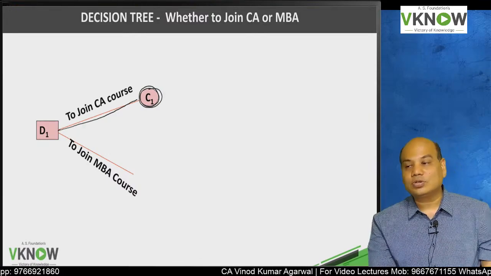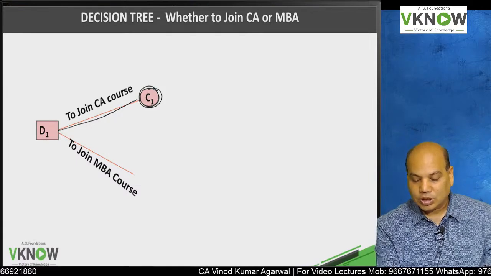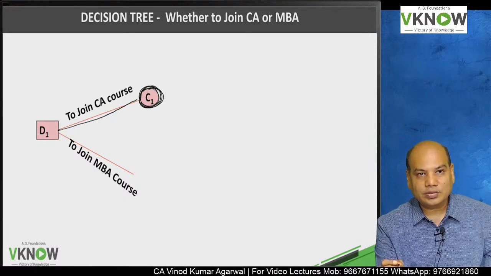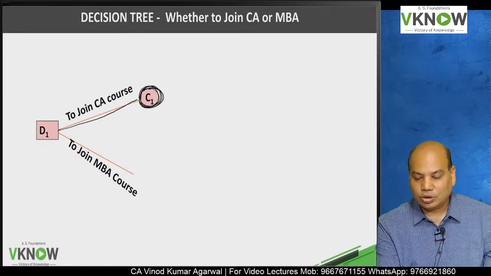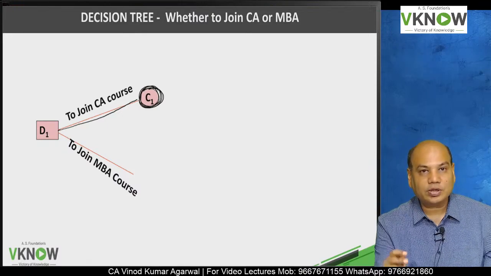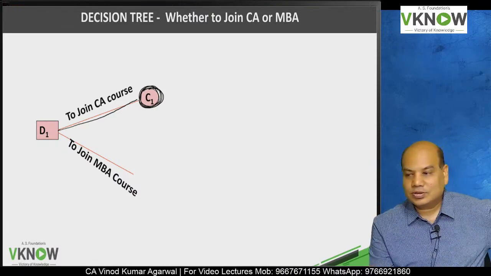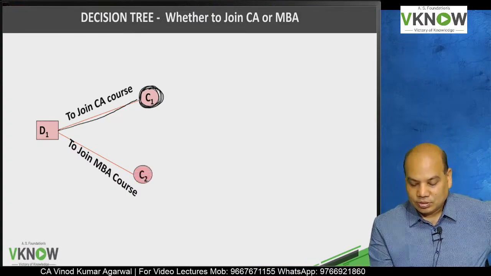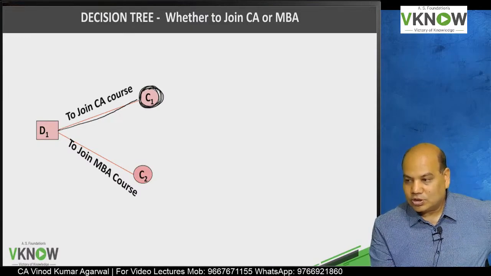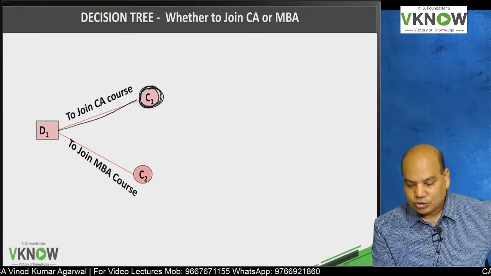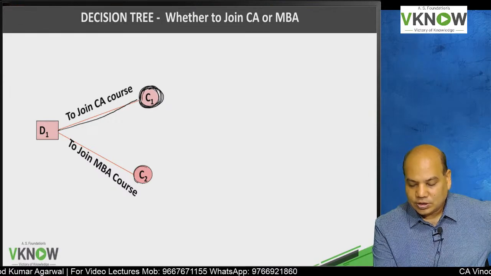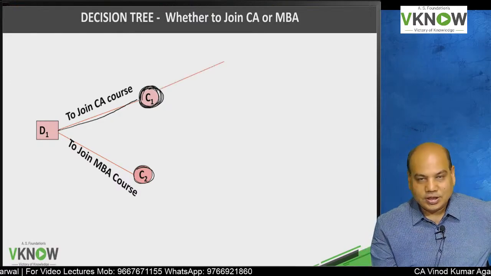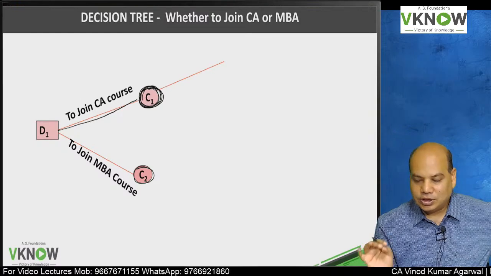outcomes. If you do the CA course, what are the outcomes? Outcomes will be represented by a circle, and they are also numbered. C1, circle number 1, or consequence, we can also call them consequences. If you take any decision, you have to face the consequences also. If you do the MBA course, there will be consequences, so we'll give them C2. Outcomes or consequences will be numbered as C1, C2, C3, C4. Decision making boxes will be numbered as D1, D2, D3.